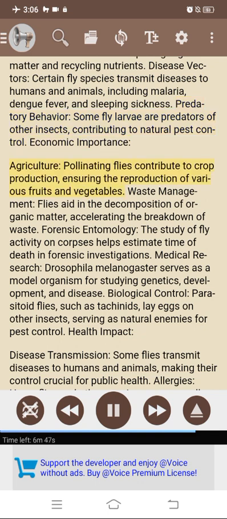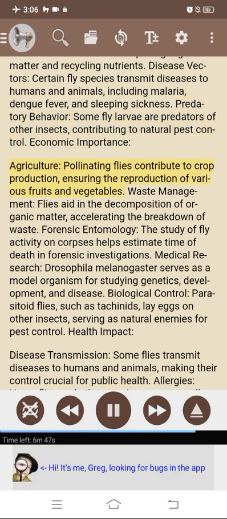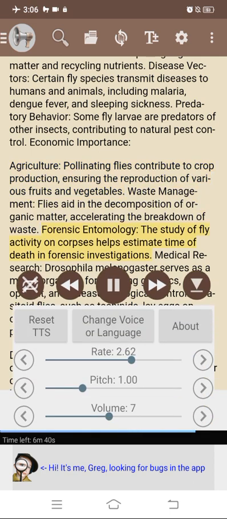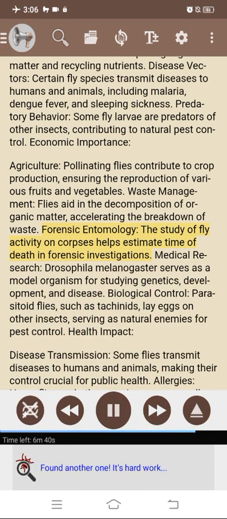Economic importance. Agriculture. Pollinating flies contribute to crop production, ensuring the reproduction of various fruits and vegetables. Waste management. Flies aid in the decomposition of organic matter, accelerating the breakdown of waste. Forensic entomology. The study of fly activity on corpses helps estimate time of death in forensic investigations.